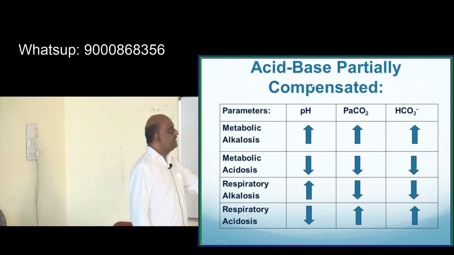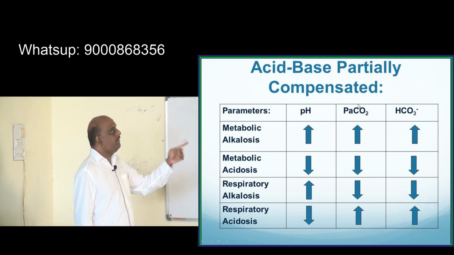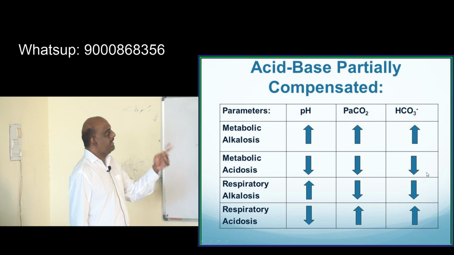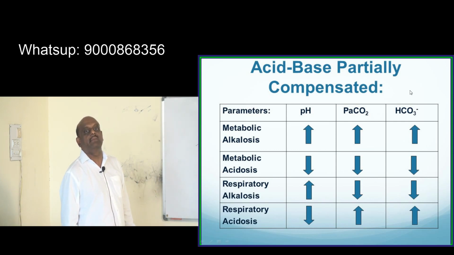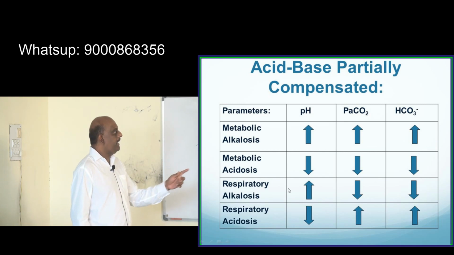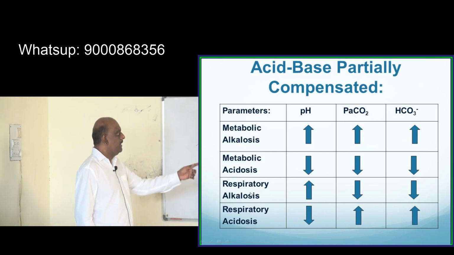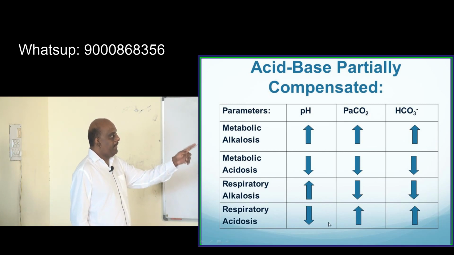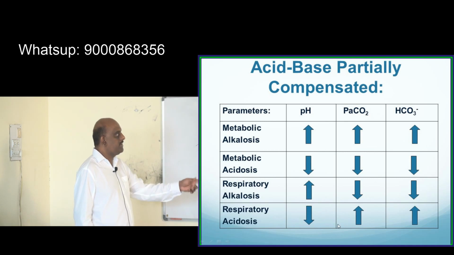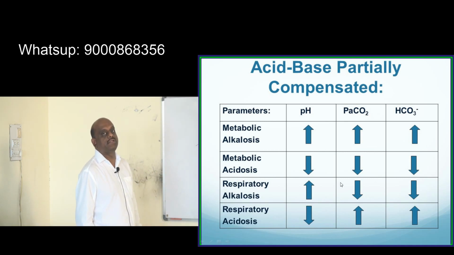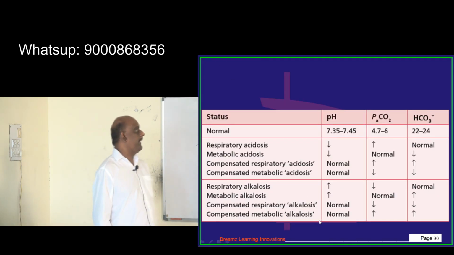So if pH increases and bicarbonate also increases, same direction, it is metabolic alkalosis. pH decreases and bicarbonate decreases is metabolic acidosis. pH increases but PaCO2 decreases is respiratory alkalosis. And respiratory acidosis is pH decreases but PaCO2 increases, which is what you need to remember.